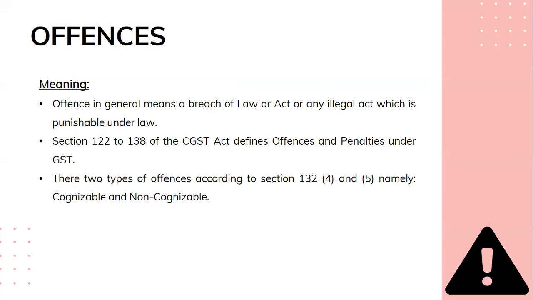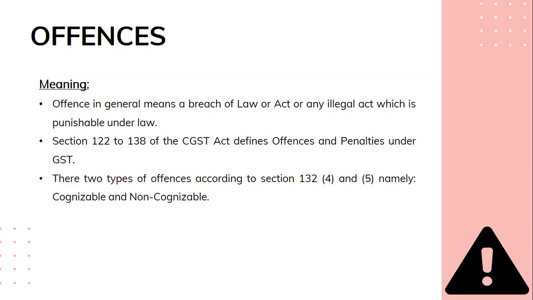So let's start with offenses. Offense in general means a breach of law or act or any illegal act which is punishable under law. Sections 122 to 138 of the CGST Act define offenses and penalties under GST. There are two types of offences according to section 132 subsection 4 and subsection 5, namely cognizable and non-cognizable offences.